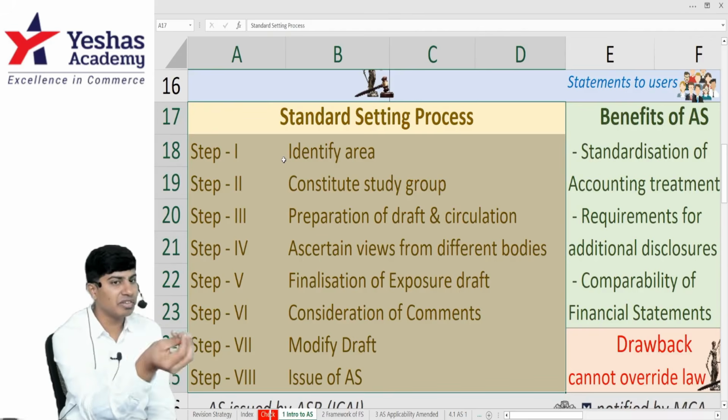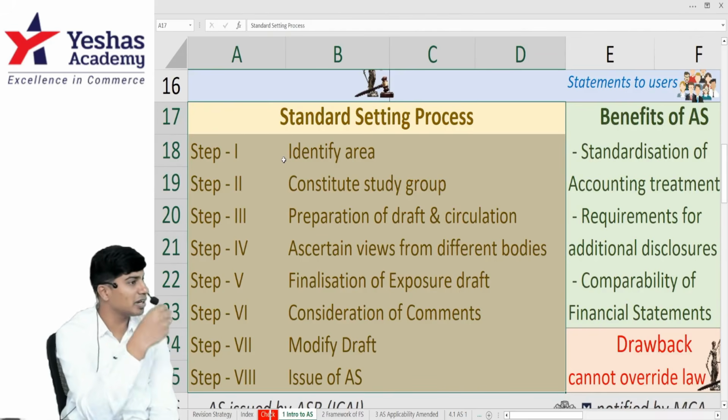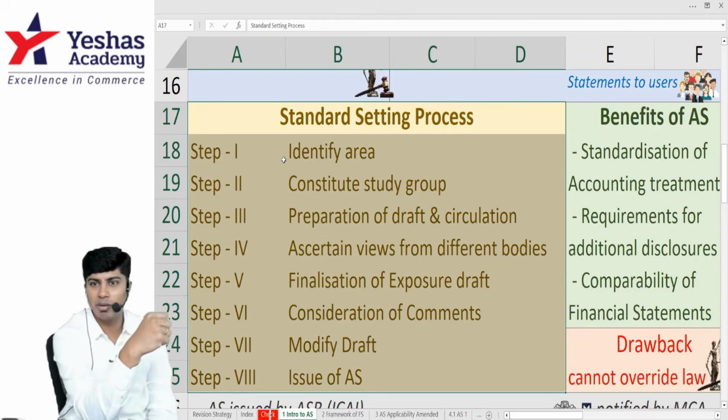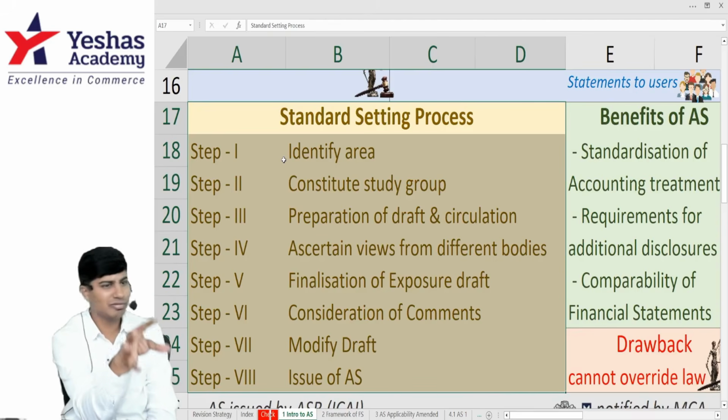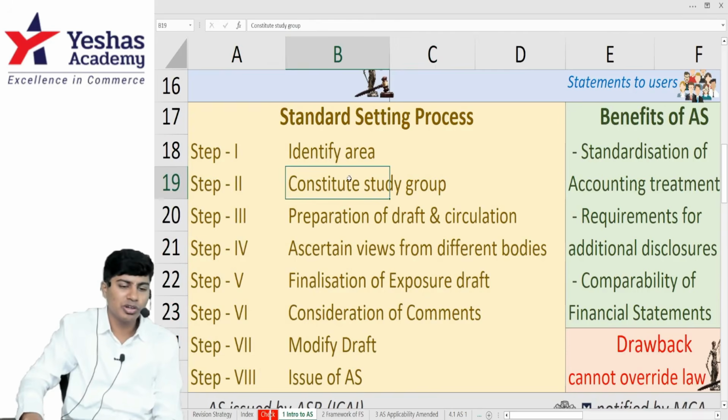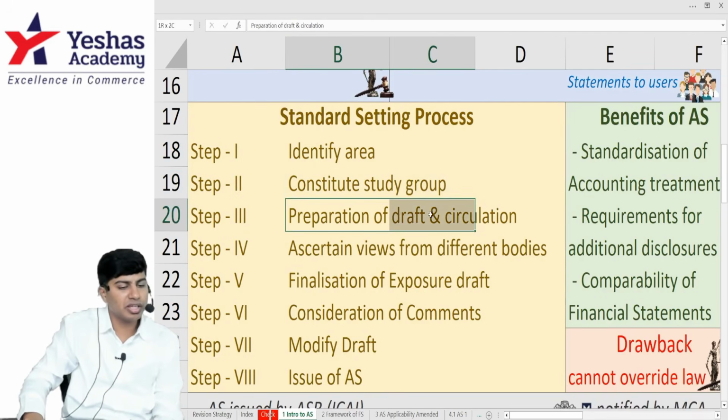Depreciation is a problem area. Inventory valuation is a problem area. Intangible asset is a problem area. Impairment is a problem area. Provisioning is a problem area. Areas in accounts will be identified. Then what do you do? Constitute a study group. Then step 3, preparation of draft, and it will be circulated.